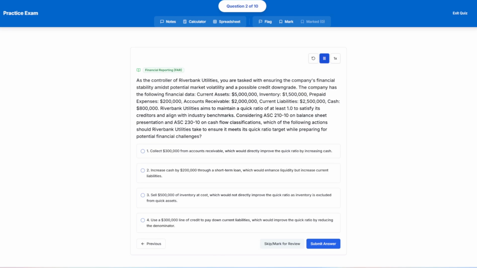The main concept this question wants us to grasp is the calculation and interpretation of the quick ratio, which is a measure of a company's ability to meet its short-term liabilities with its most liquid assets. In accounting speak, it's a way to see if you can pay your bills without having to sell off the office furniture. The quick ratio is calculated by taking current assets, subtracting inventory and prepaid expenses, and then dividing by current liabilities.